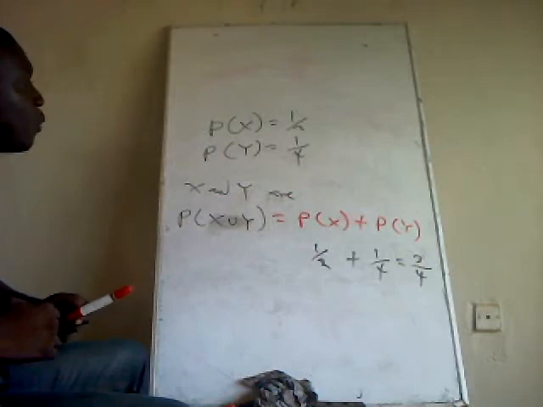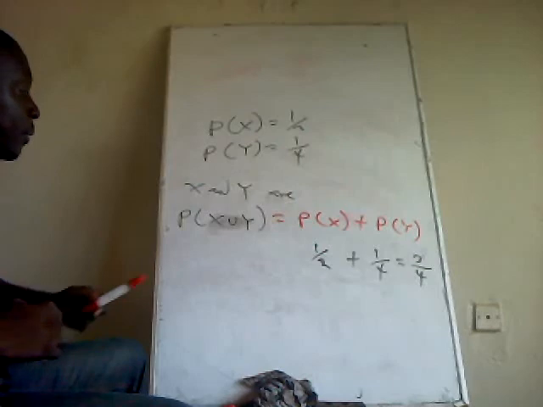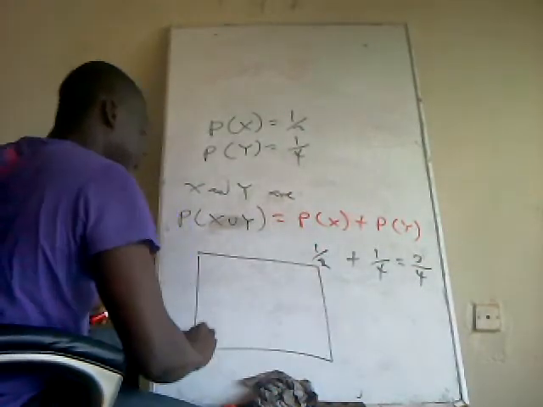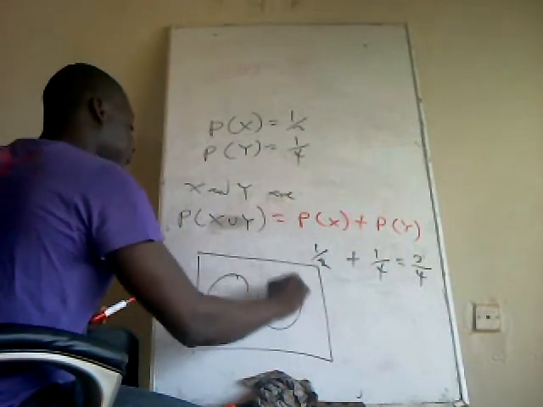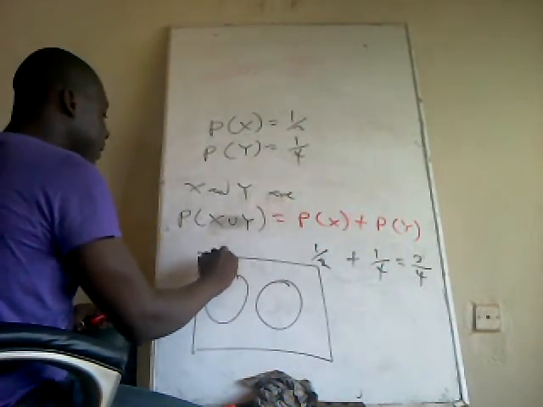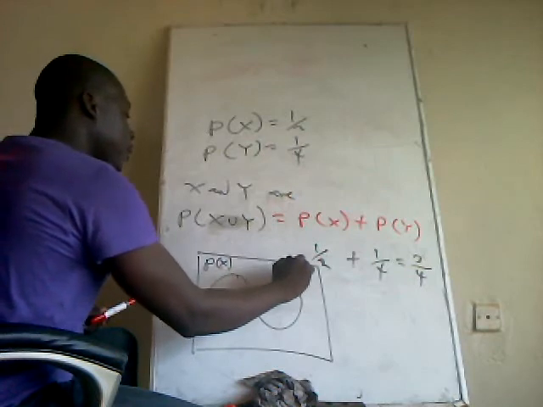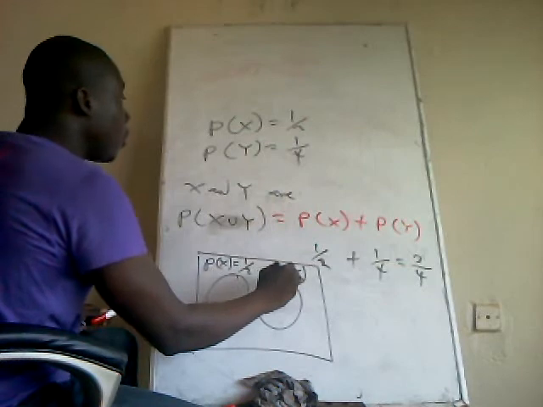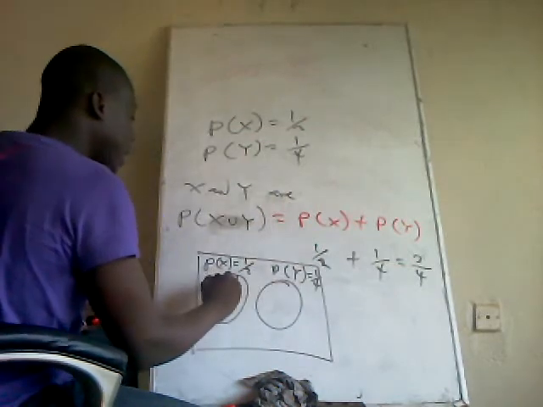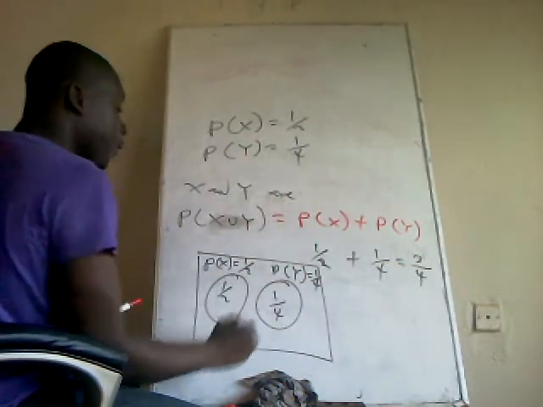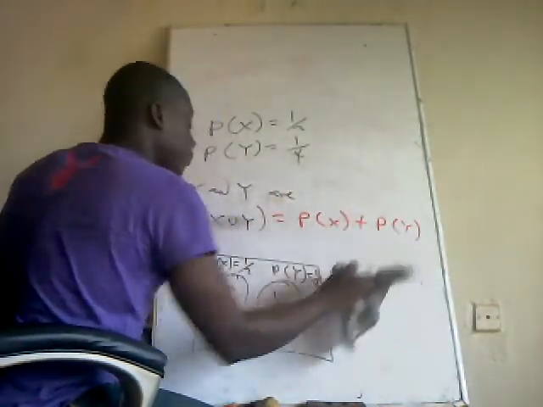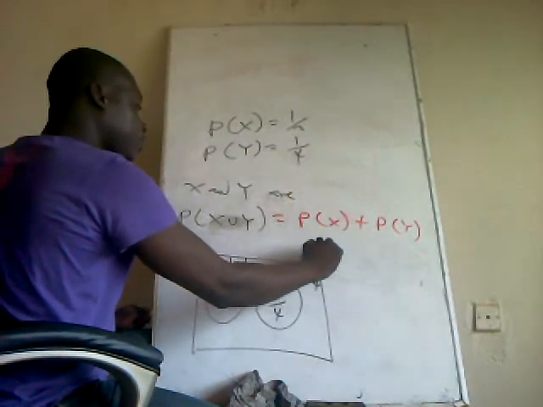Now, once the events are mutually exclusive, then we do not even have to bother, right? It means that if I put this in the Venn diagram, I'm going to have P of X and P of Y, and this is equal to 1 over 2, and this is equal to 1 over 4. So here is 1 over 2, and here is 1 over 4. Okay, now the union, this should be equal to 1.